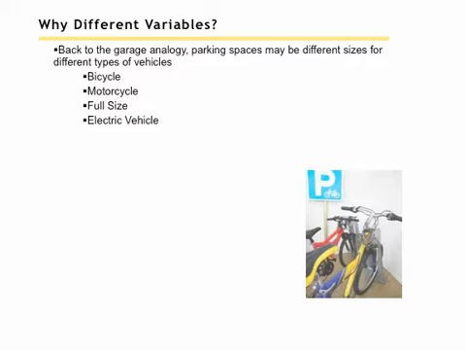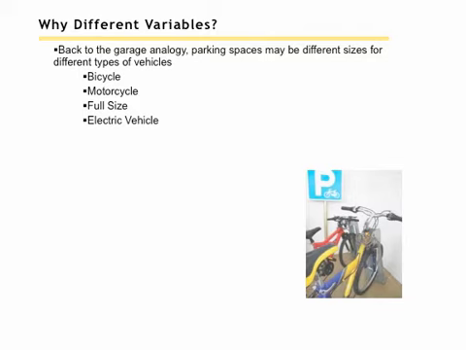Back to the garage analogy, parking spaces can be different sizes for different types of vehicles. So a bicycle will take up less space than a motorcycle, which will take up less space than a full-size vehicle, which is completely different from an electric vehicle. It's got to be parked where it's got something to plug into. So each one of these is a parking space, but they're all different in some way.